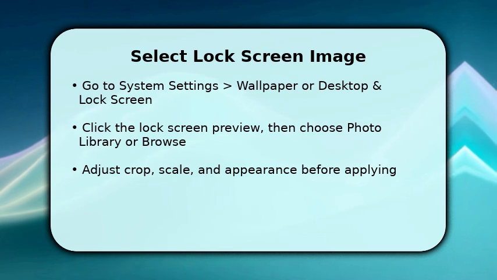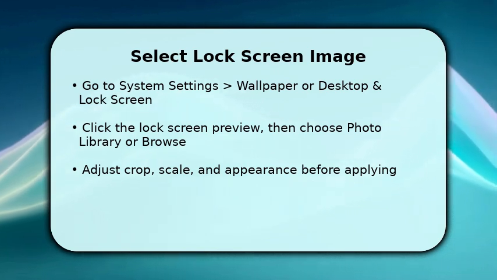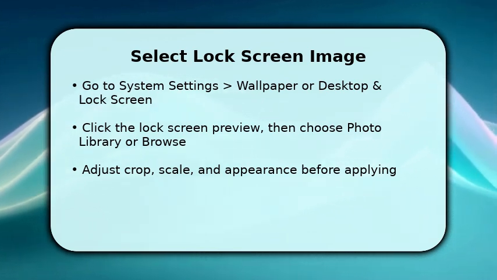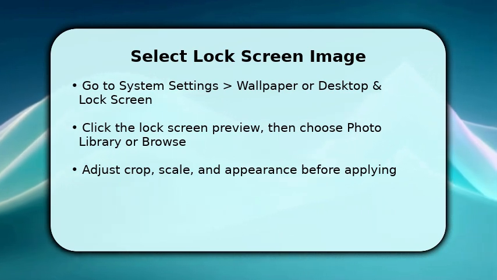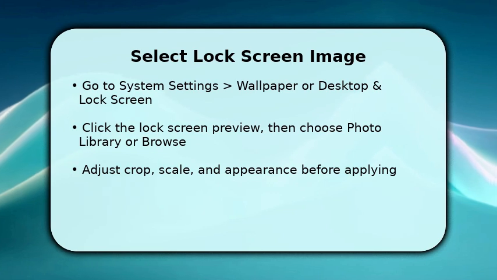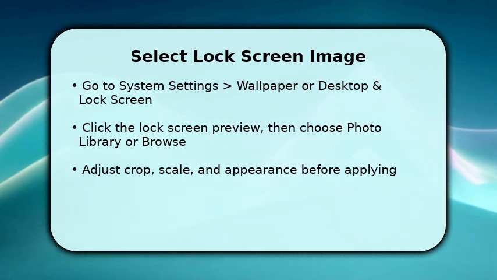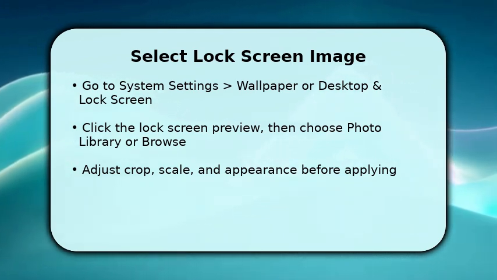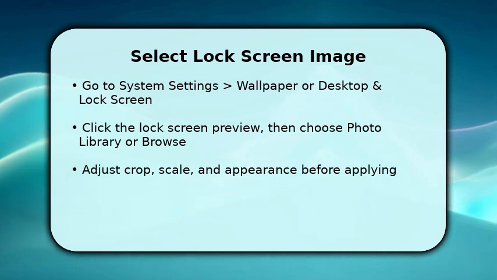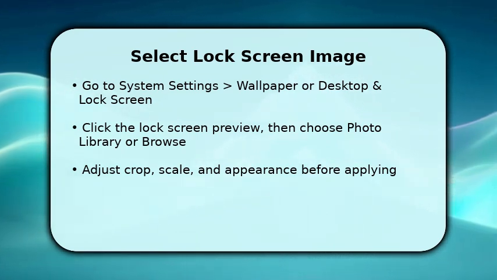Next, choose Photo Library to pick an image from Photos or click Browse to use Finder. Choose the specific file and hit Select. Make sure to adjust the crop and scale so the most important part of the image shows. Doing that prevents odd framing. Finally, confirm the change so the new image is saved to your lock screen settings.